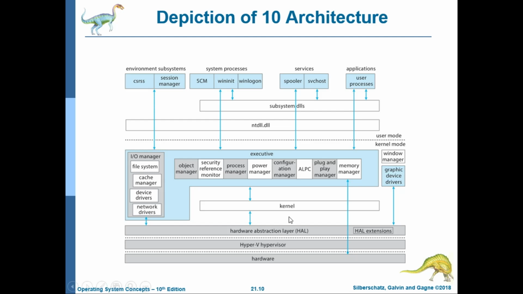This is used for the virtual machines, and then we have the hardware abstraction layer, and then for this we have the executive layer, and then we have a dynamic library for NT, and then subsystem DLLs, and then for this we have the environment subsystem, system processes, services, and applications. So this is an illustration of how Windows 10 is stacked or formed.